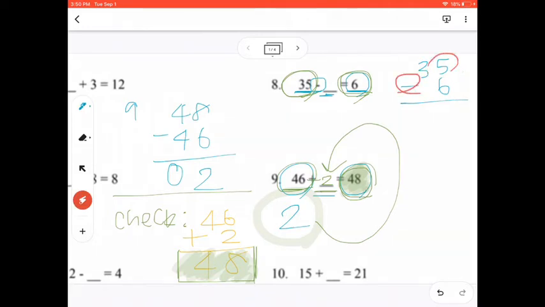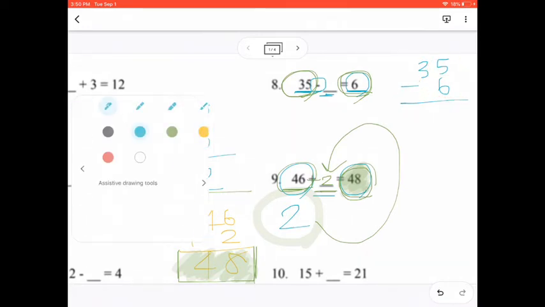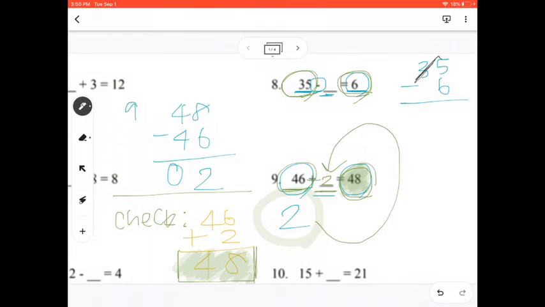35 minus 6. 5 minus 6, you can't do that, right? So you cross this off and change it to a 2. You subtract 3 minus 1 and get 2. And because you borrowed, you add another 1 right here, and the 5 becomes a 15. So we do 15 minus 6, which is 9. Then 2 minus 0, and you get 2. So is your answer really 29?